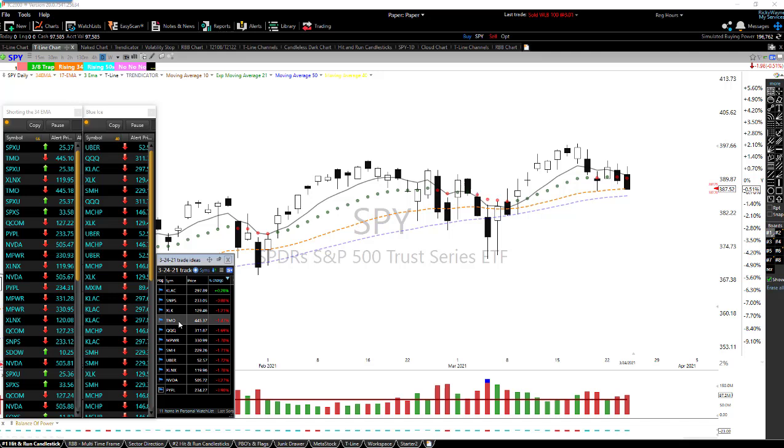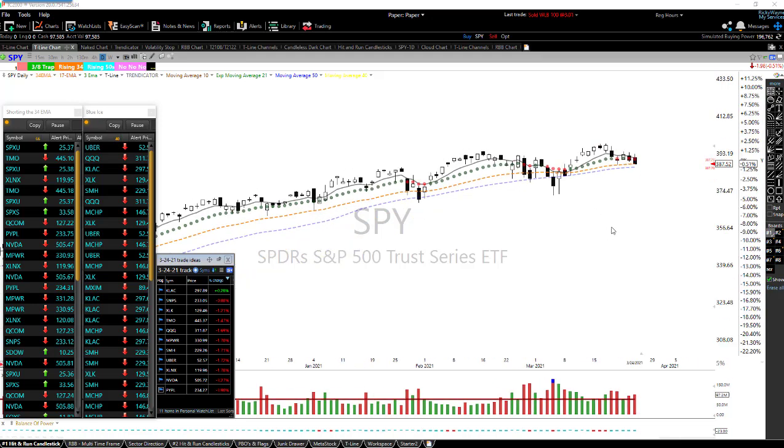But these are all some shorts here. And I've got two types of short setups here. One is shorting from the 34 EMA, and one is our blue ice failure, which is basically a failure of the 50-period moving average. So let's take a look at these charts. Well, first let me talk about the market real quick, okay?